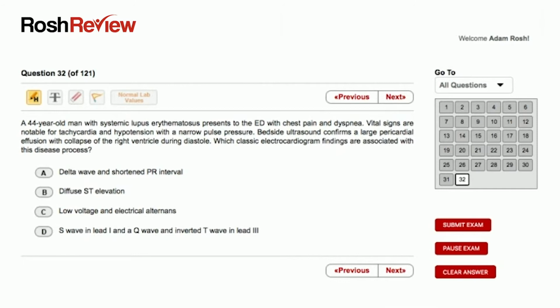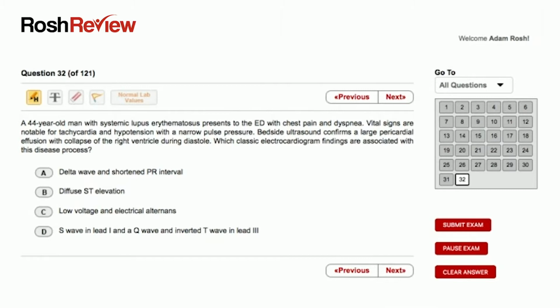We have a 44-year-old man with a history of lupus who presents to the emergency department with chest pain and dyspnea. Vital signs are notable for tachycardia and hypotension with a narrow pulse pressure. Bedside ultrasound confirms a large pericardial effusion with collapse of the right ventricle during diastole. Which classic electrocardiogram findings are associated with this disease process?